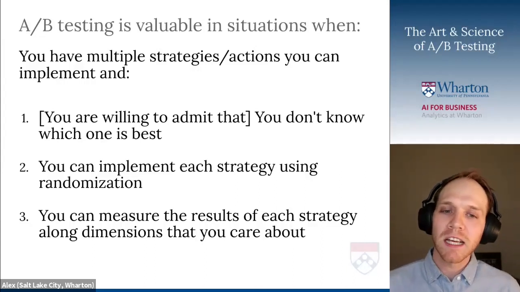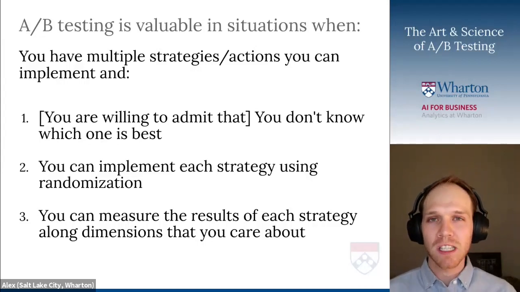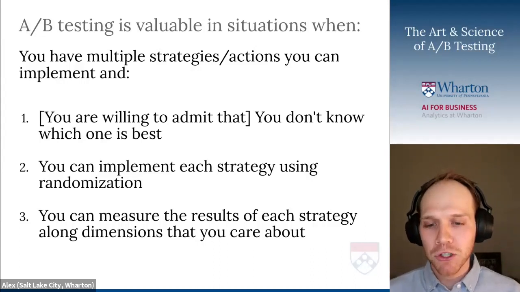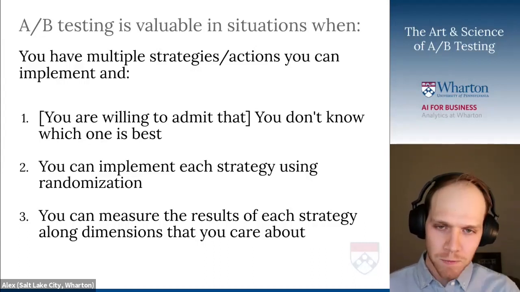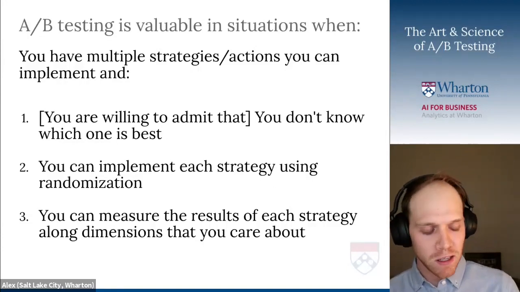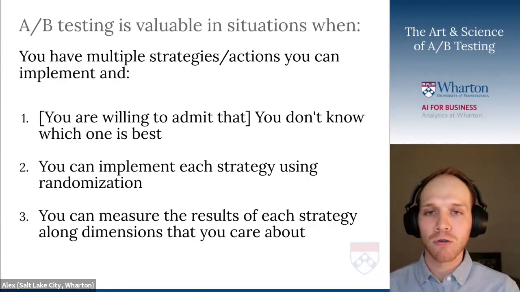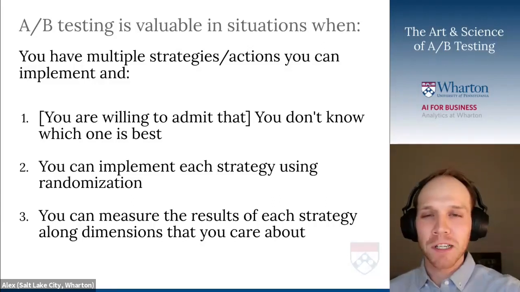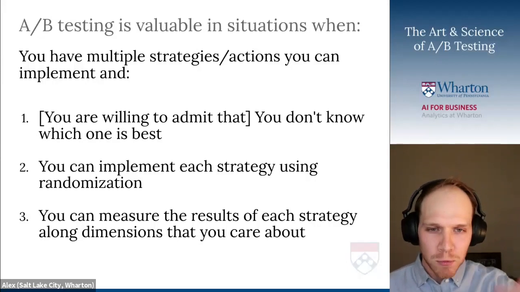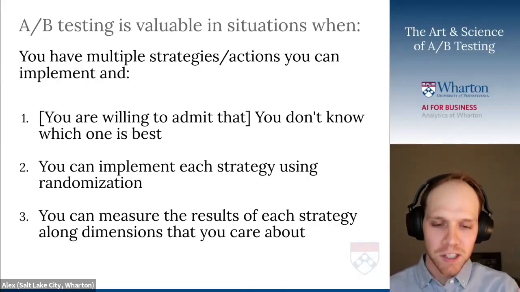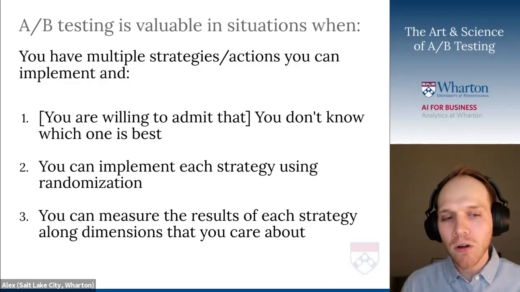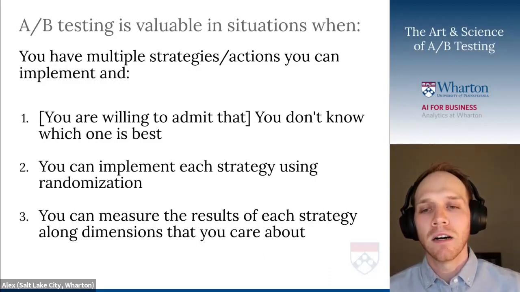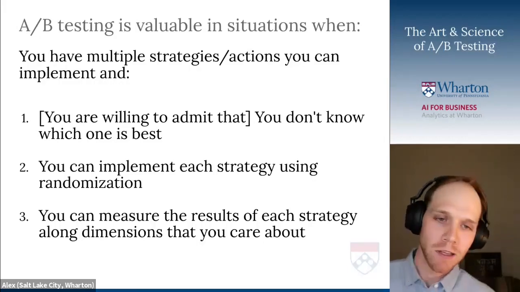The second condition is that you can implement these strategies using some sort of randomization. And the third factor is that you can measure the outcomes for each of the experimental groups in your experiment. You need to be able to measure the metrics that you care about that are going to help you determine which of the strategies you should be using, right? So these are all key components that are required to run a successful A/B test.